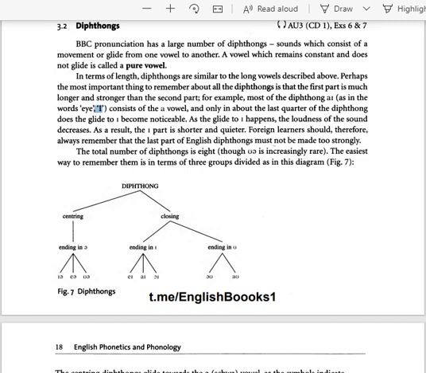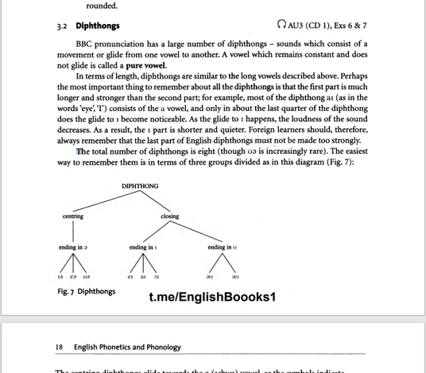I, or the pronoun I, consists of a vowel, and only in about the last quarter of the diphthong does the glide to short E become noticeable. As the glide happens, the loudness of the sound decreases. As a result, the short E part is shorter and quieter. Foreign learners should therefore always remember that the last part of English diphthongs must not be made too strongly, because the first part, as we said, will be longer and stronger when we pronounce.